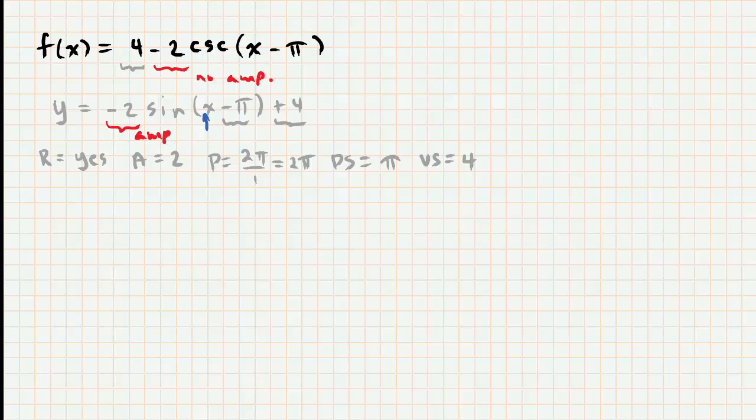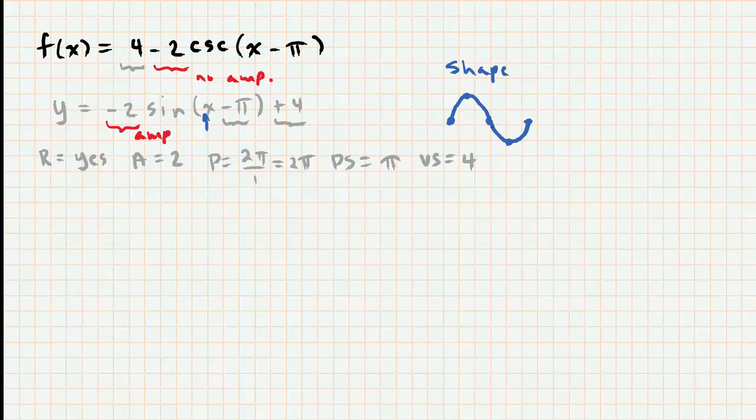Okay, so the guide function is a sine function. We need to know what the shape looks like. The shape of our guide function, the shape of a sine, looks like that. And there are 5 key points. Three of them fall on the center line, and then there's a high point and a low point. So those are the key points that we will put into our graph.